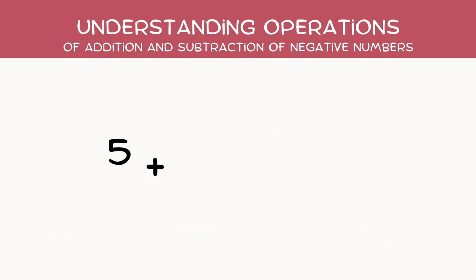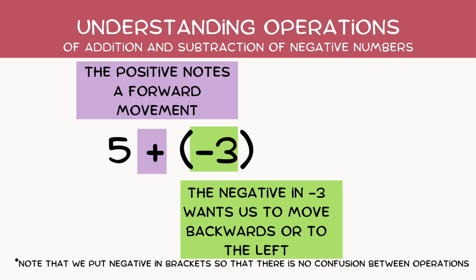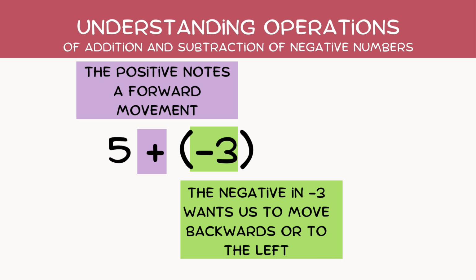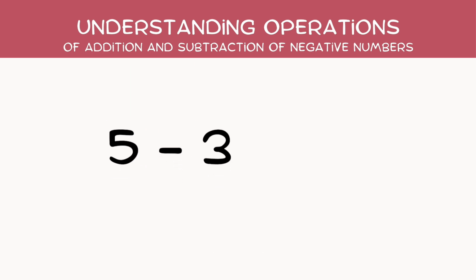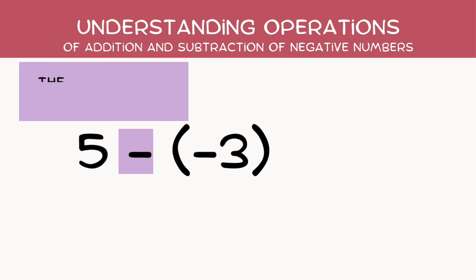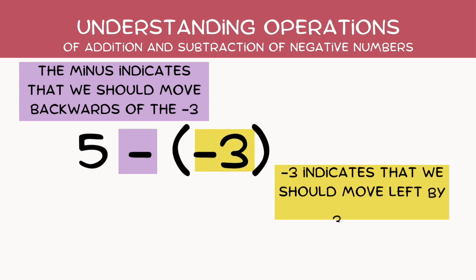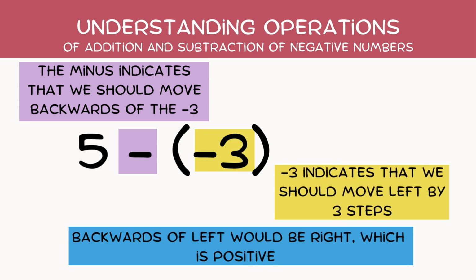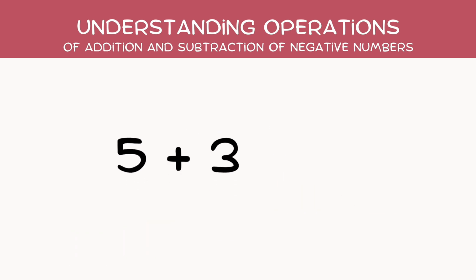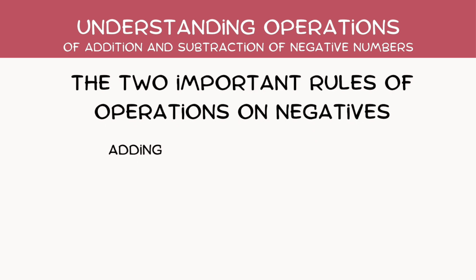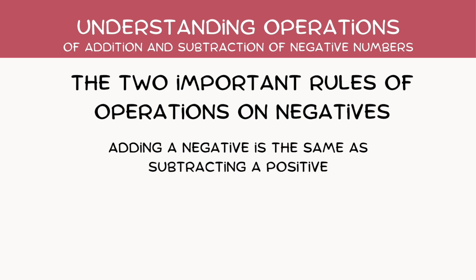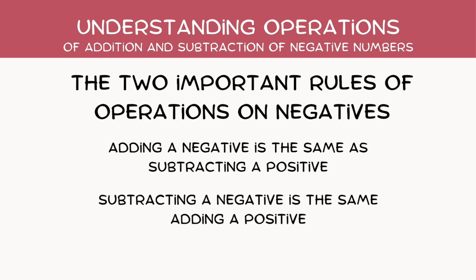Let's say we have 5 plus -3. -3 is wanting us to move backwards by 3 steps, which is equivalent to 5 minus 3, which equals 2. However, if we say 5 minus -3, the minus indicates us to move backwards from the -3, and since -3 moves left, backwards of that would be right, which is positive, and therefore would be equivalent to 5 plus 3, which is 8. These ideas create 2 important rules for negatives. Adding a negative is like subtracting a positive, while subtracting a negative is like adding a positive.